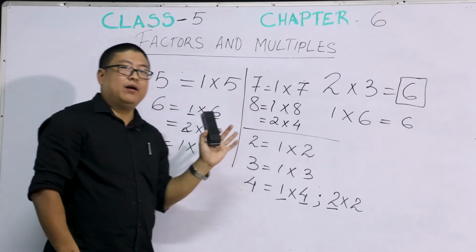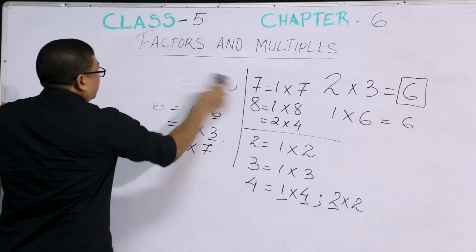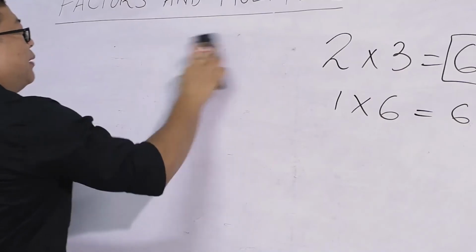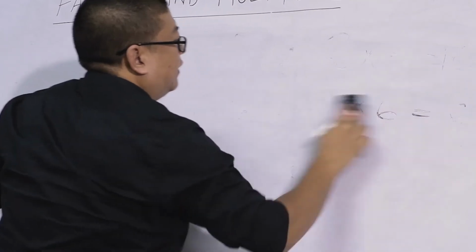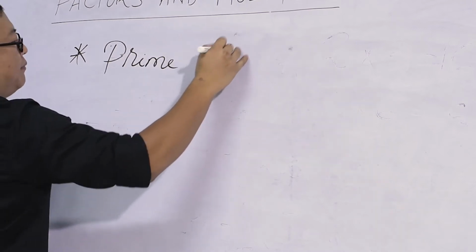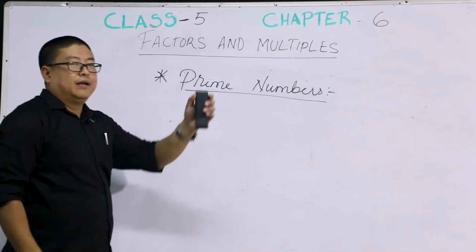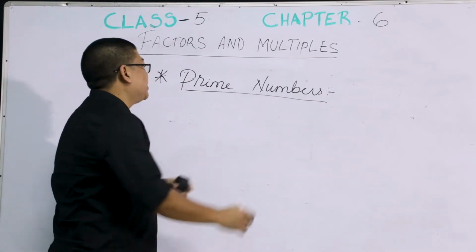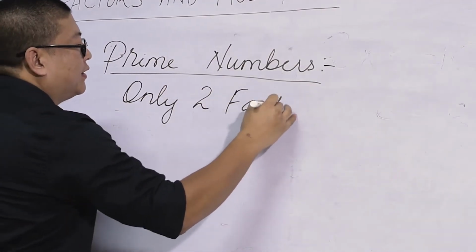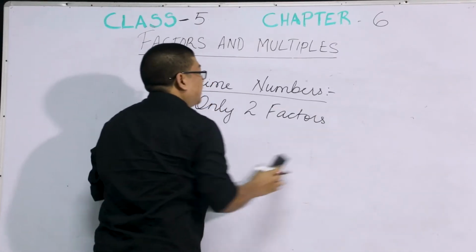Now, from here, we're going to classify 2 types of numbers. So before we move on to the exercises, let's understand and learn about the names involved here. So the first one is prime numbers. Now prime numbers are those numbers which have only two factors. Now we did it just before this topic.